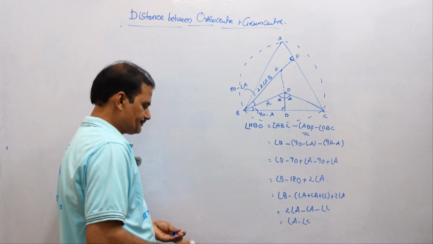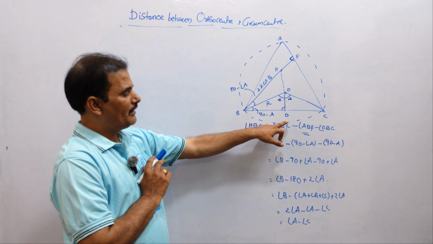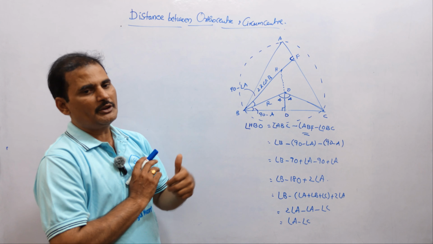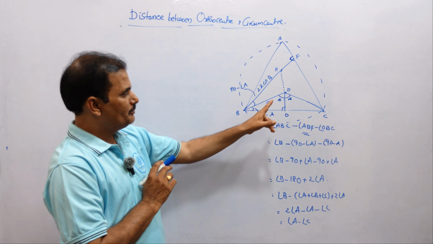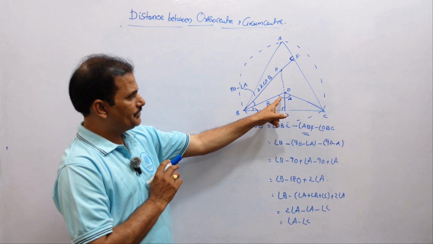See how you find out the angle HBO? The total angle minus this angle and this angle. It is easy to find out 90 minus A, and this angle you have to find by using one formula: the angle made by the arc at the center is double the angle made by the remaining part of the circle. From this is also a 90, therefore this angle should be 90 minus A. There finally we obtain angle A minus angle C. Now what is HBO? Angle A minus angle C.